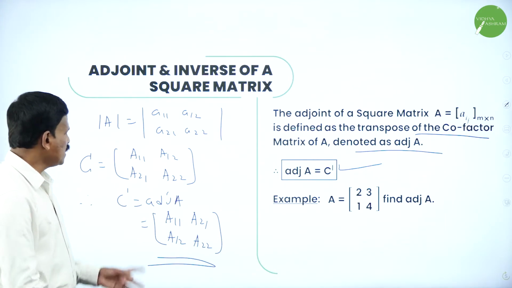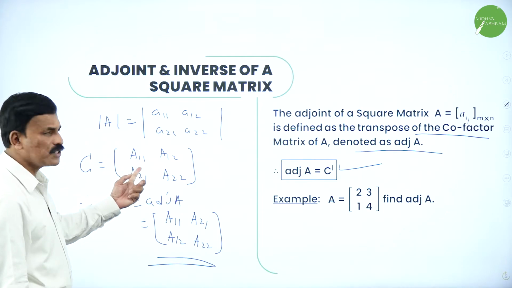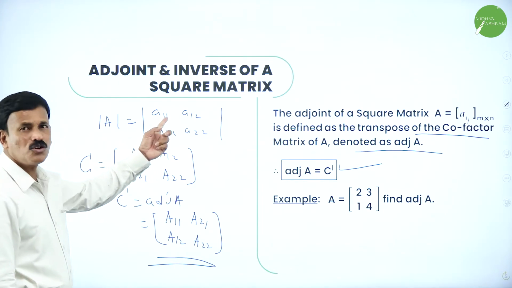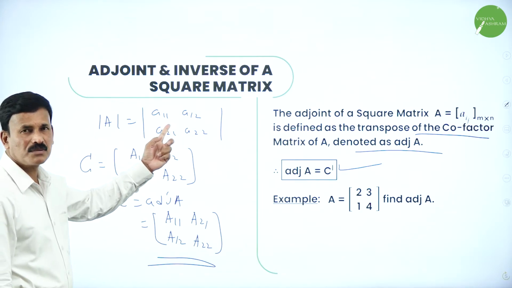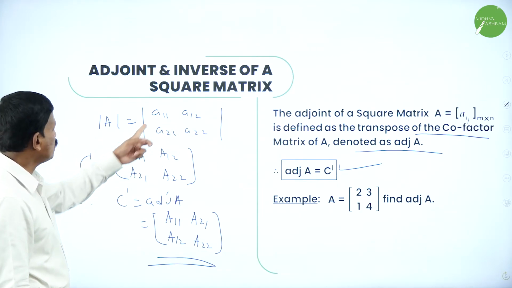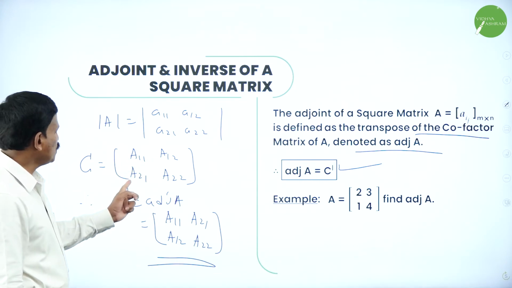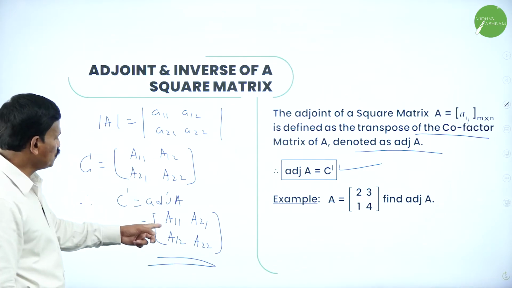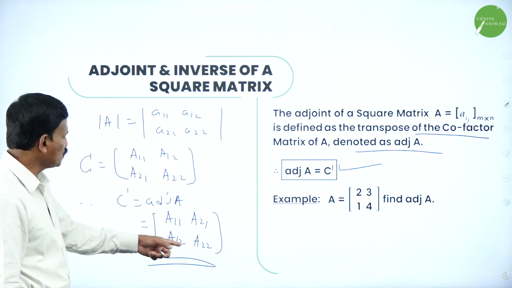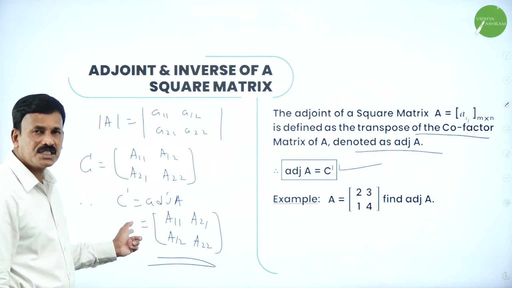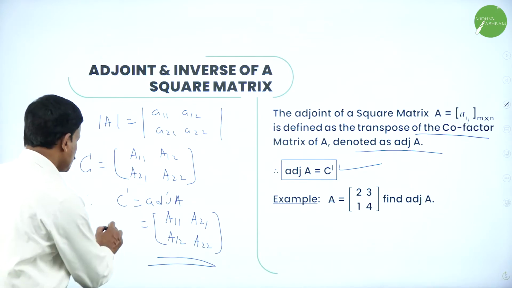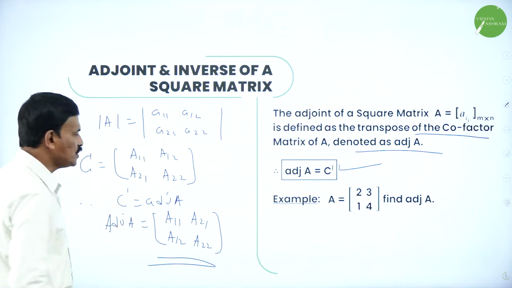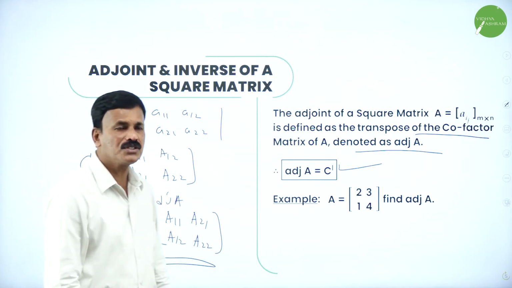What is Adj here? The adjoint of A is nothing but the transpose of the cofactor matrix. These elements are nothing but the cofactors for the original given matrix. So the cofactor matrix is C, and the transpose of this, denoted as C dash, is nothing but the adjoint. This is denoted as adjoint of A, Adj.